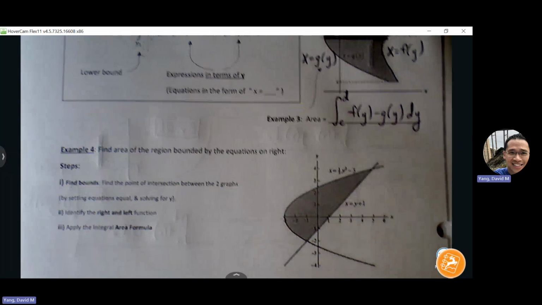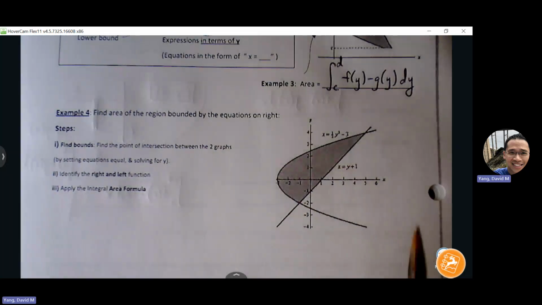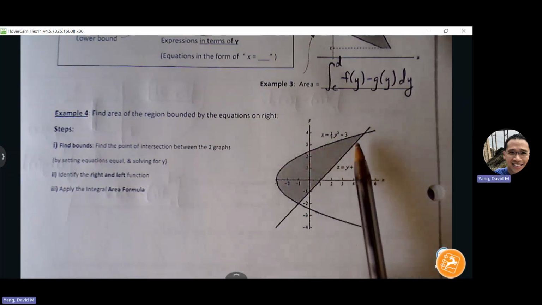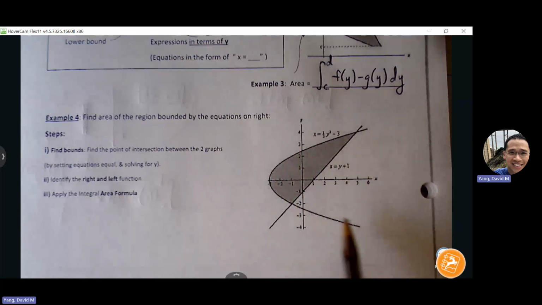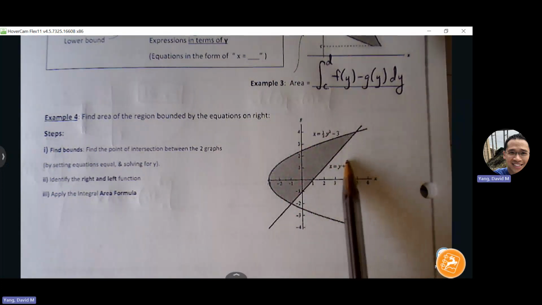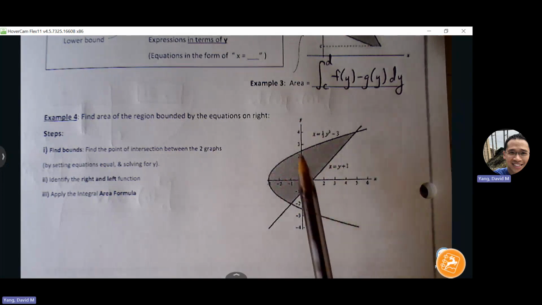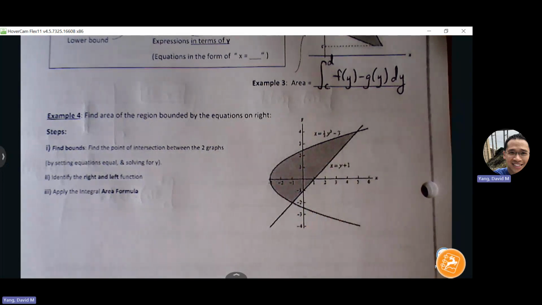So let's say we had these two equations here. x equals 1/2 y squared minus 3, that's this parabola that's opening to the right. And then you have the linear equation x equals y plus 1. If we want to do top minus bottom, the issue with top minus bottom is that we're not able to create one equation that's going to get us there, right? Because this rectangle here is going to have a different top and bottom versus a rectangle here. So we could do top minus bottom, but then we have to split it up, right?